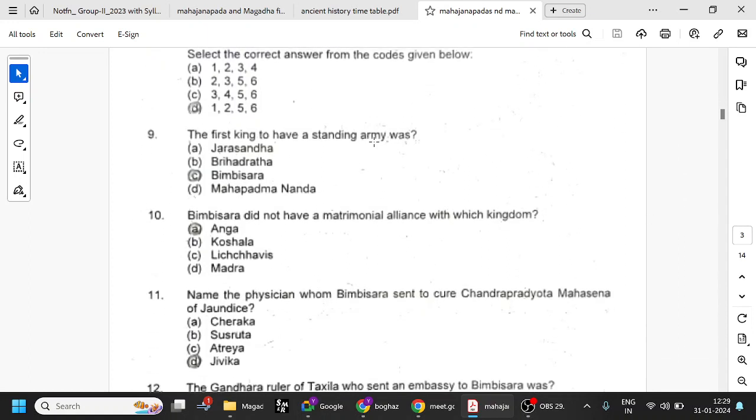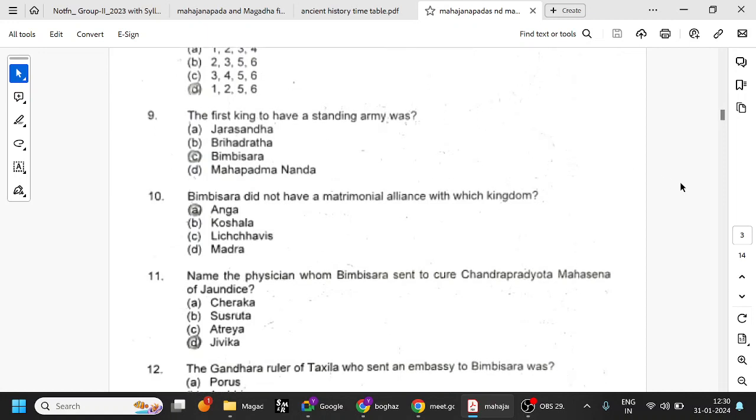Just some time back we saw that the first king to have a standing army was Bimbisara. Bimbisara is the founder of the Haryanka dynasty, the first dynasty of the Magadha Empire, and Magadha is the first large empire. So it has the first standing army, under Bimbisara. And we have seen Mahapadmananda is the founder of the Nanda dynasty, the third and last dynasty in Magadha. Brihadratha and Jarasandha we'll see later.